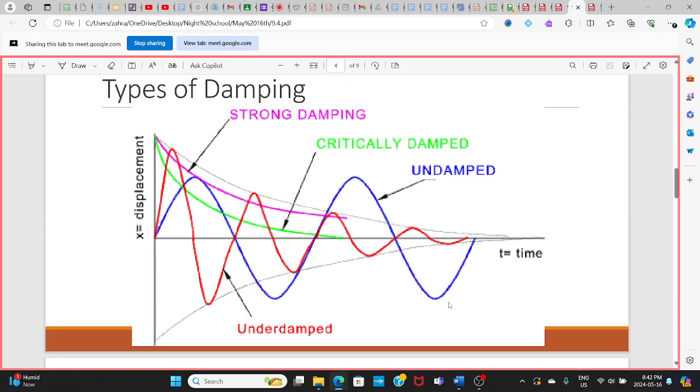Here are the types of damping. Look at this, the red one. It's just nicely going. Is the amplitude getting smaller and smaller? We call this red one underdamped. The purple one is going to be a strong damp. It's sharply going down, actually. The green one, we call critically damped. And the blue one, of course, is undamped, right? Nothing happens to the amplitude. It's just doing it.